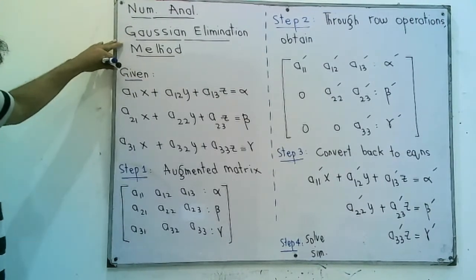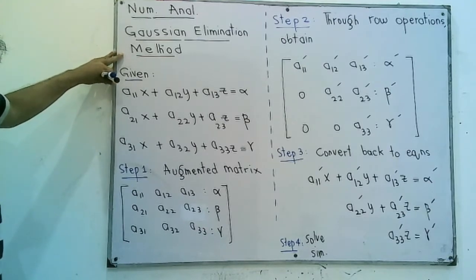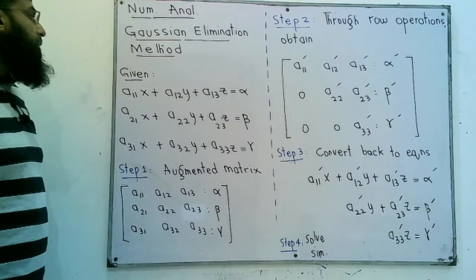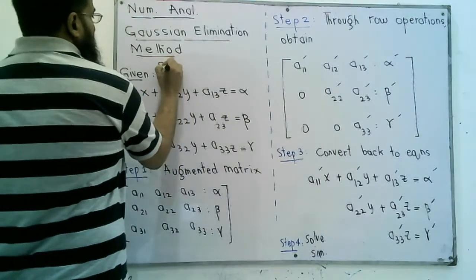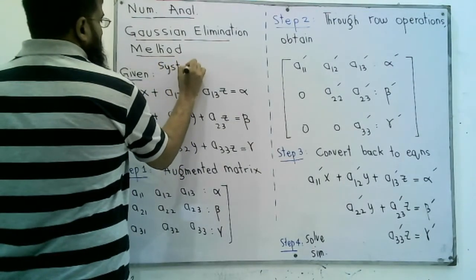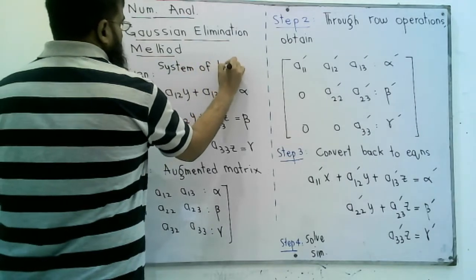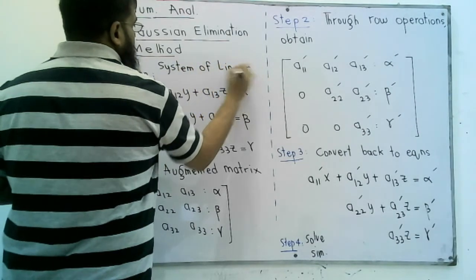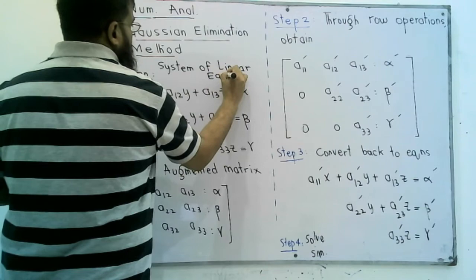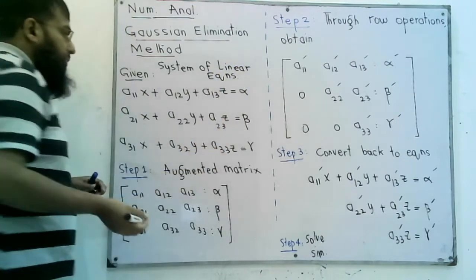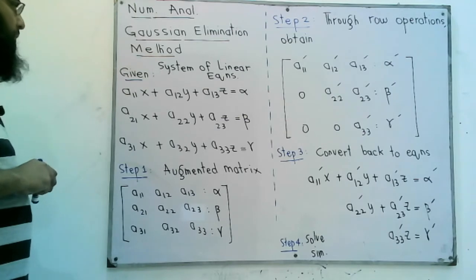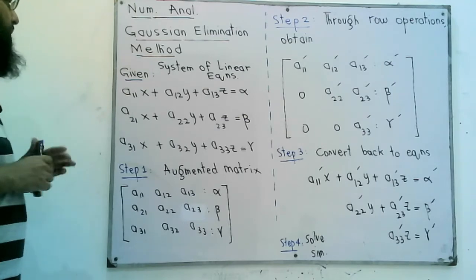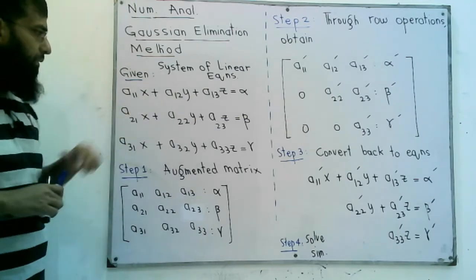Today we are going to study the Gaussian elimination method. It's a method to solve a system of linear equations, where we are given three or more linear equations and we are asked to find the values of unknowns x, y and z.